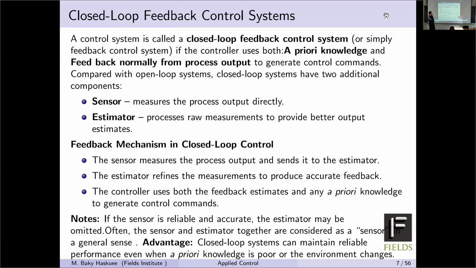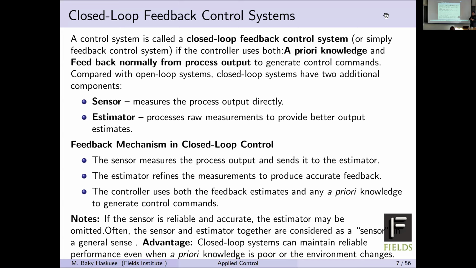So how does the feedback mechanism work in a closed loop? The sensors measure the performance. As I said, the process output is the performance, and the sensors send this collected data to the estimator, and the estimator will refine and digest the information, formulate it and send it to the controller, and the controller uses the feedback and prior knowledge to revise the command to the actuator. If the sensor is reliable and accurate, we can delete the estimator. We do not need an estimator in some systems, but often we have both of them together.